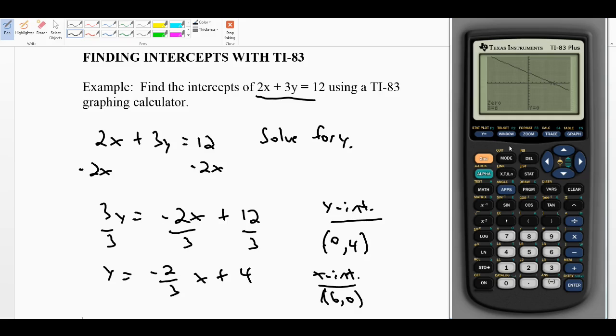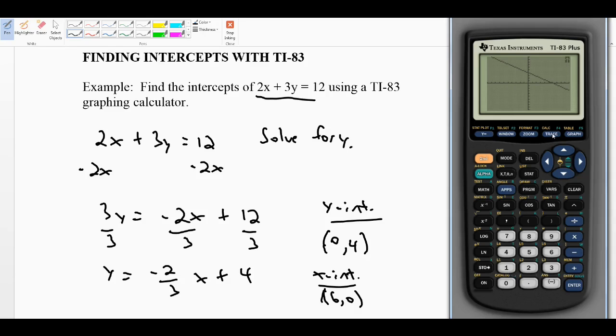Now there's another way to do it, and we're going to use second trace again, which is calculate, and I like to use the intersect key, or intersect feature. Before I can do that, I have to have two different lines intersecting. Right now I only have the main equation. If I hit enter and type in y equals 0, then look at the graph, y equals 0 is actually the x-axis. Even though you can't see that it's graphed, it is graphed.